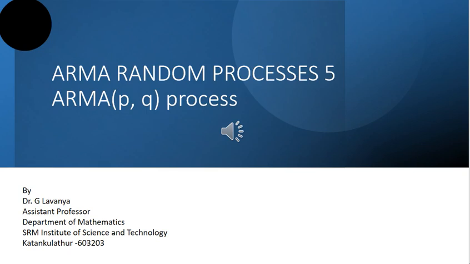Okay, so in this lecture, we are going to look at ARMA random processes, which is the fifth lecture in the sequence. So, autoregressive moving average random process. So, how do we go about this? Initially, we saw AR separately and MA separately. Here, we are going to see them all together.